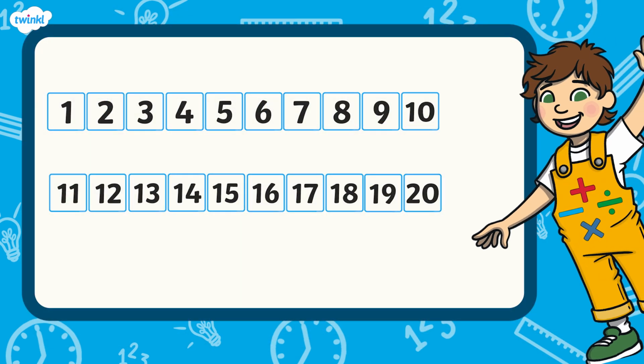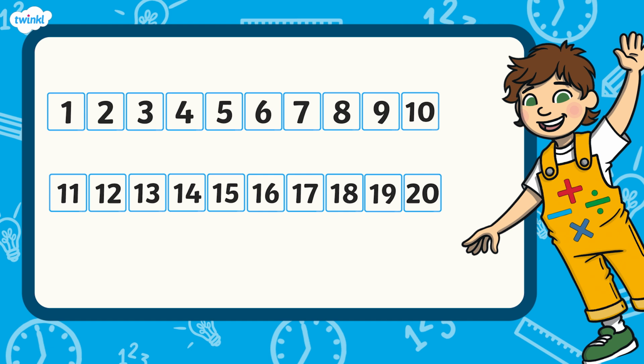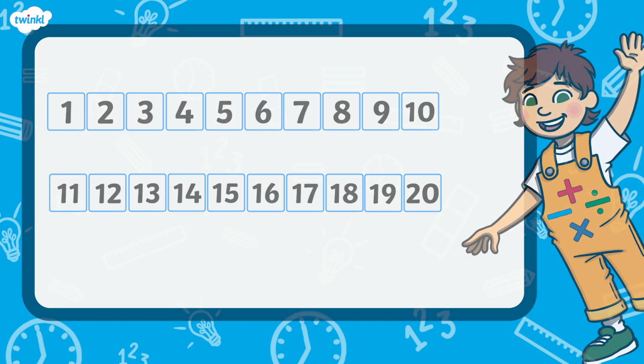For an extra challenge, why not make some more digit cards so that you have numbers to 20? Give them a shuffle and see if you can put them in order. You could also write the number name for each number in words.